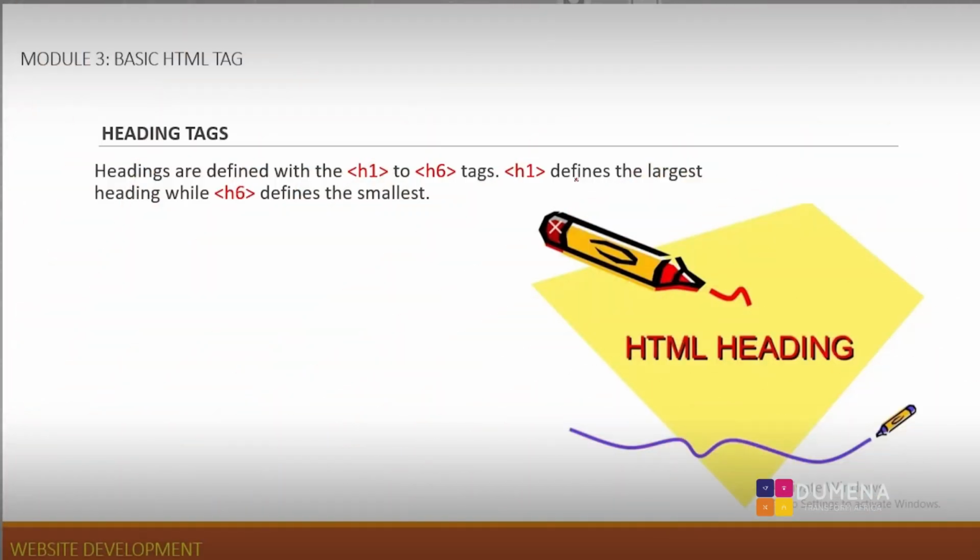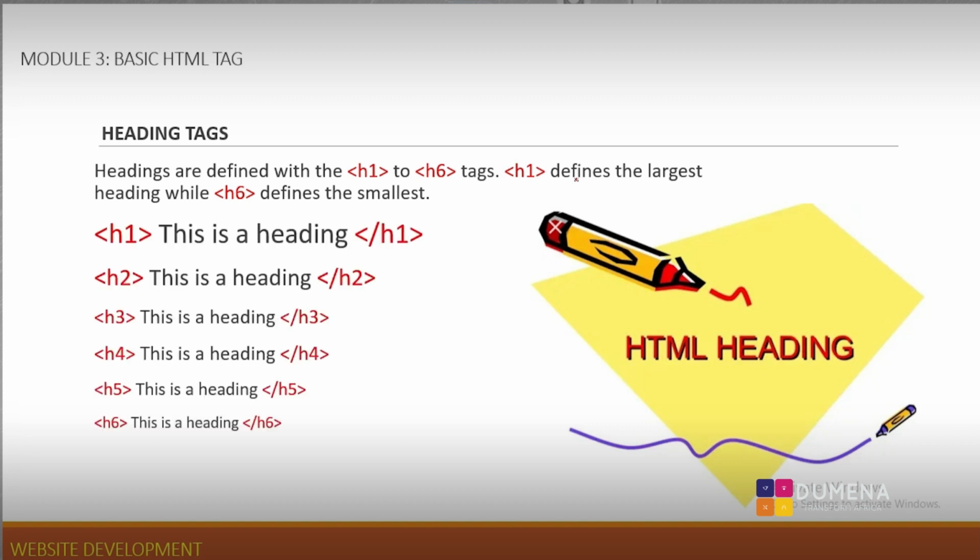Now let's look at a few of these basic HTML tags. And the first HTML tags we'll be looking at now is the heading tags. Headings are defined with the H1 to H6 tags. H1 defines the largest heading, while H6 defines the smallest. This is an example of how our H1 to H6 tags look on our text editor. When we use the heading tag, it helps us get a topic or clarity or emphasis on our text.